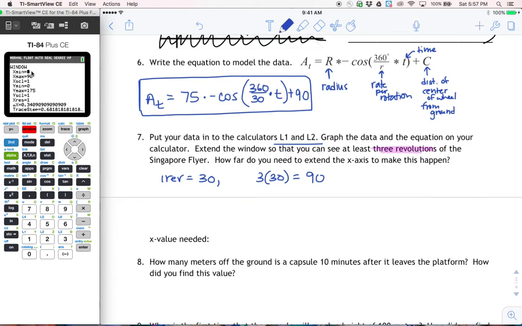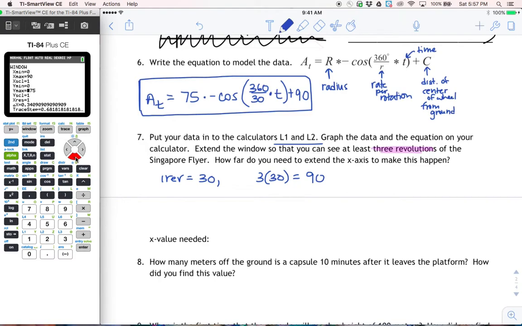I started the x minimum at 0, and I went all the way to 90 because I wanted to see those 3 rotations. The x scale, my y values, I started at 0, and I went to 175. Remember, we knew the max height of this thing was 165, so I just gave myself a little bit of extra space there.